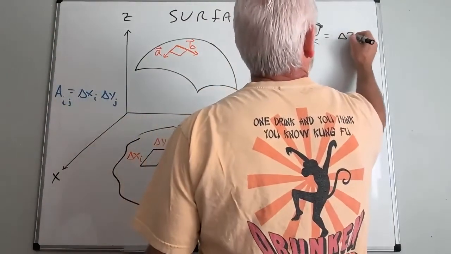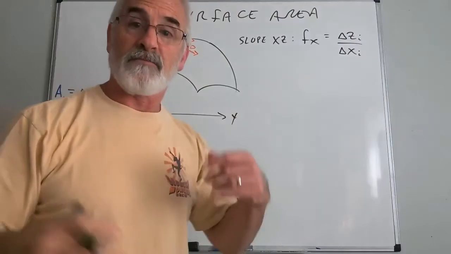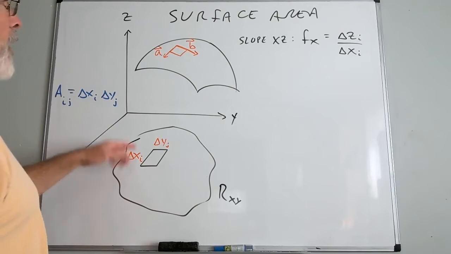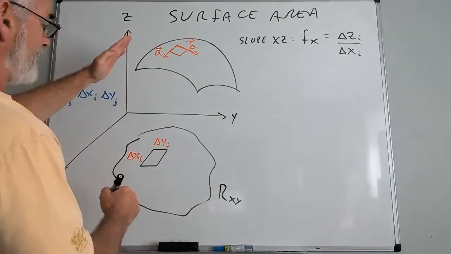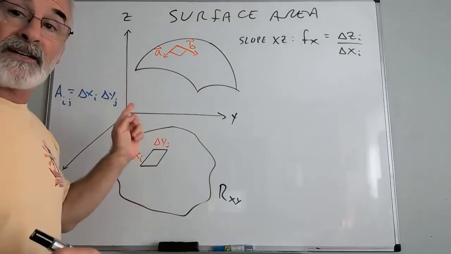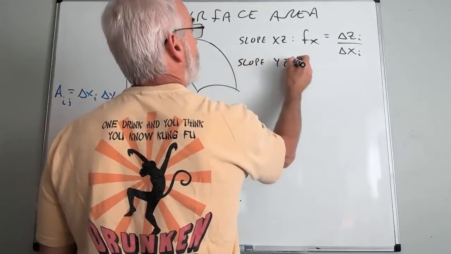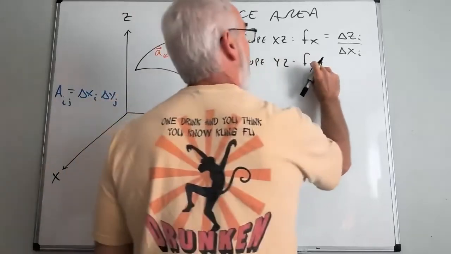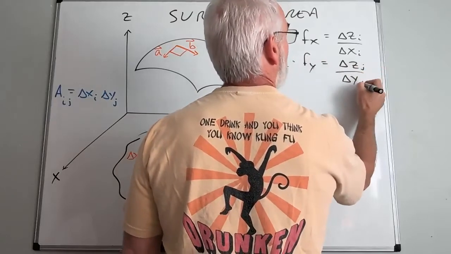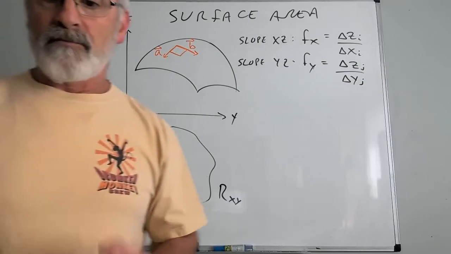So what would this be? This would be delta zi over delta xi. Change in z over change in x, rise over run. Okay, and I'm using the i because the x was i. So whatever that change in z was, divided by whatever that change in x was, that's exactly the slope on the xz plane. Now, what about the slope on the yz plane? Well, that would be the partial with respect to y, and that would be delta zj over delta yj. I'm using a different subscript because x and y are independent of each other. Okay, so far so good.